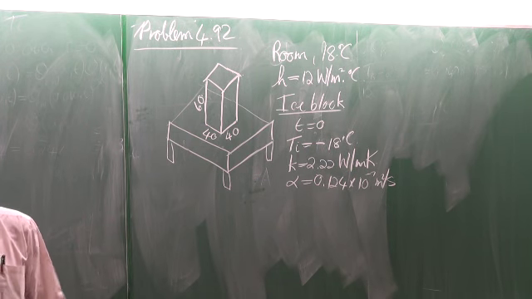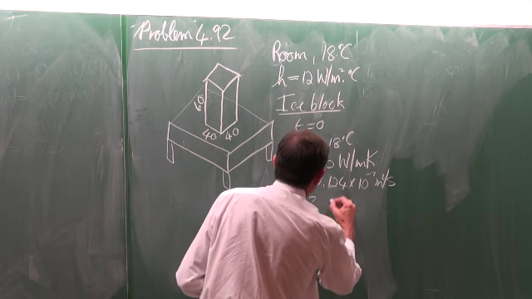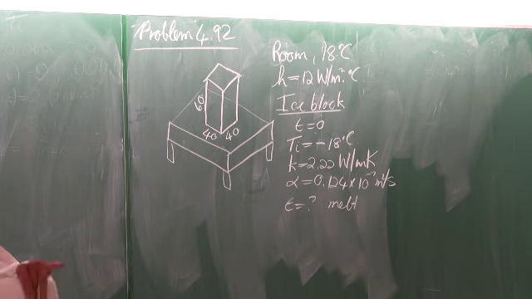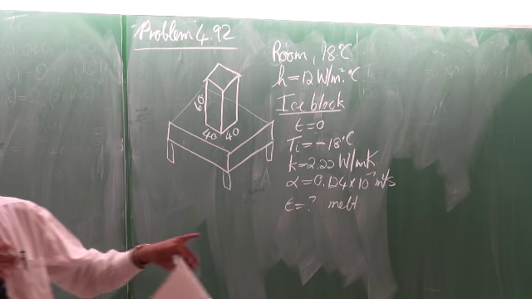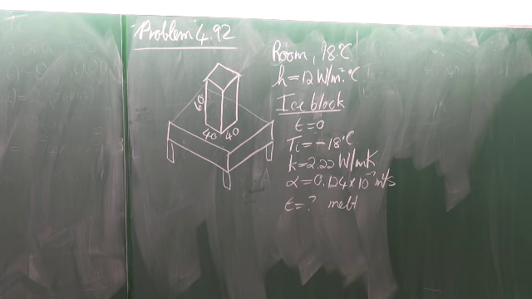The question: determine how long, T, it will be before the ice block starts to melt anywhere, in the center or the corner or wherever you think it is going to melt. It's going to melt when the temperature is equal to 0 degrees Celsius. So that is what you need to get. You need to get 0 degrees and you need to get the time. Okay.